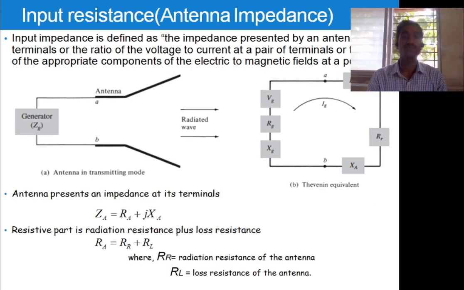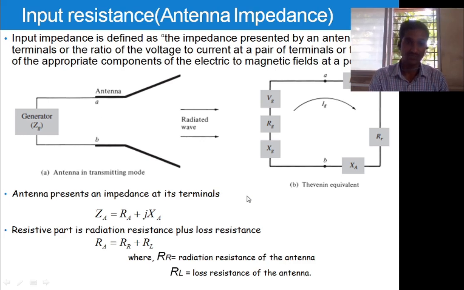Now the next parameter of the antenna is the input resistance or the antenna impedance. Resistance or impedance is simply defined as the ratio of the voltage to the current. It is defined as the impedance presented by the antenna at its terminals. The terminals are the points A and B. It is the ratio of the voltage at this point and the current flowing from the antenna.